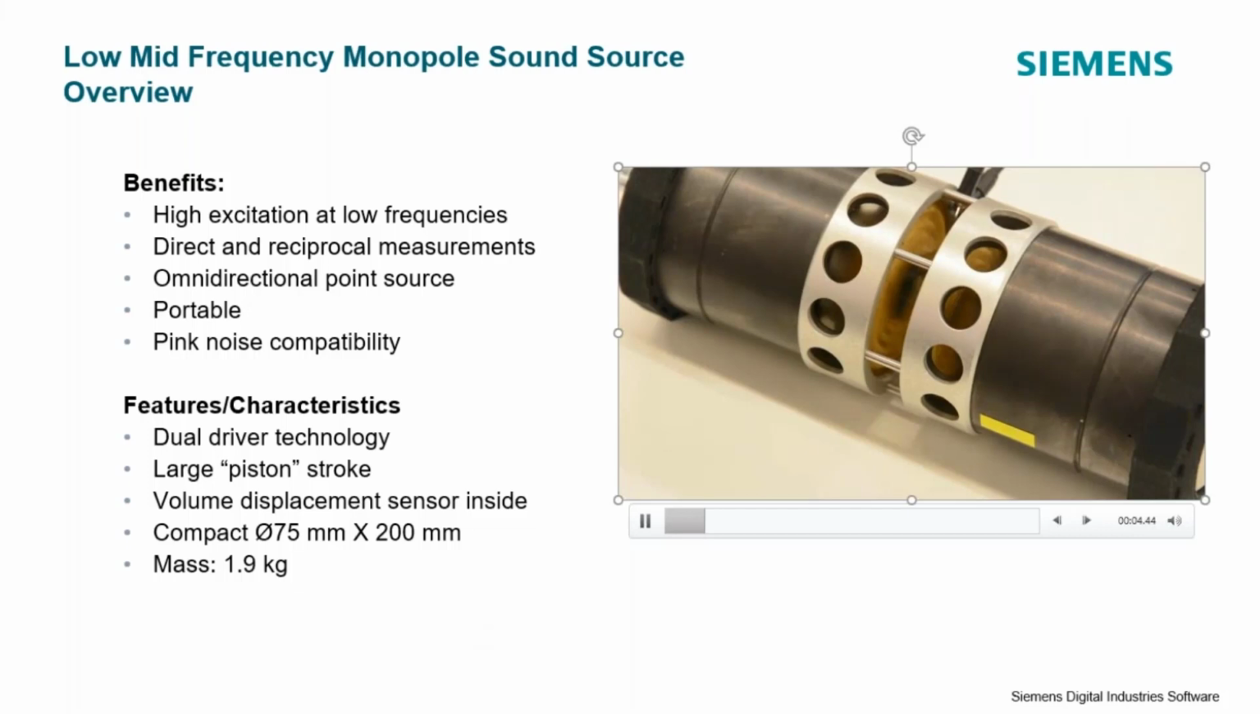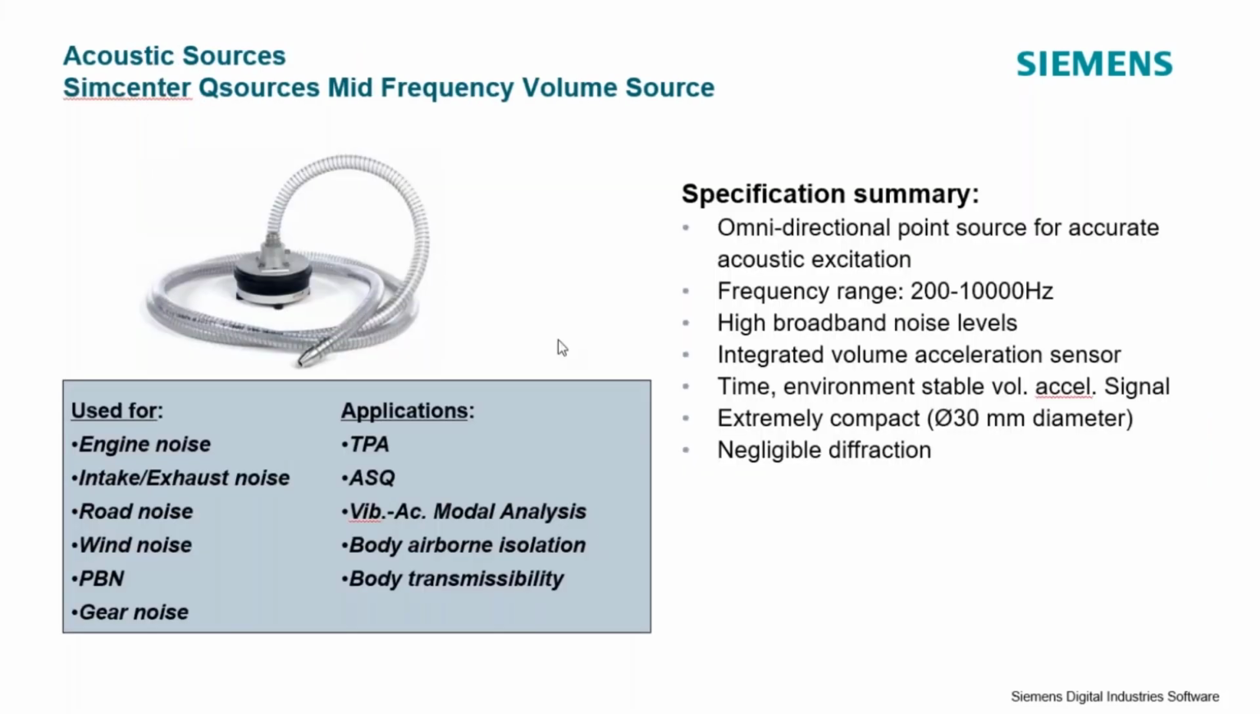Then the Q mid high frequency, obviously we talked about its usages here, but TPA, airborne source quantifications, acoustic modal analyses, all of these can be used for all of these features. This guy is very nice because you can put it exactly at the tire patch essentially, or the tailpipe, or induction, snorkel, things like that. Very, very easily located point source.